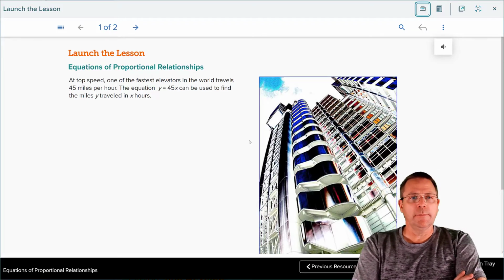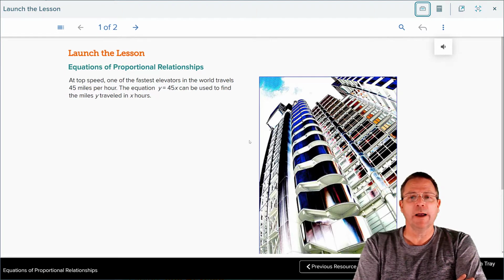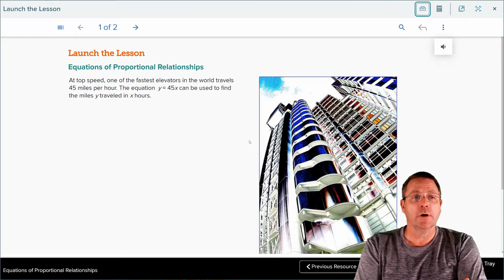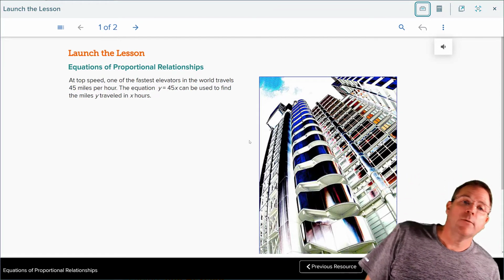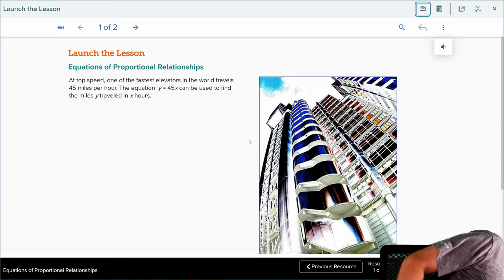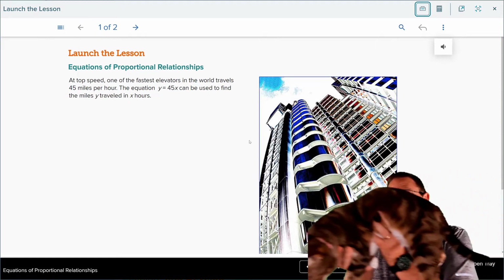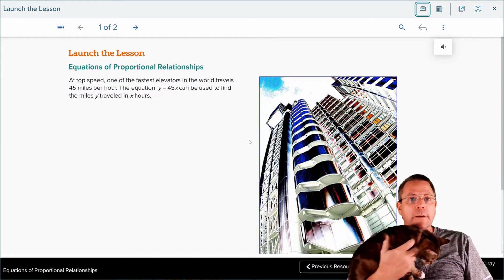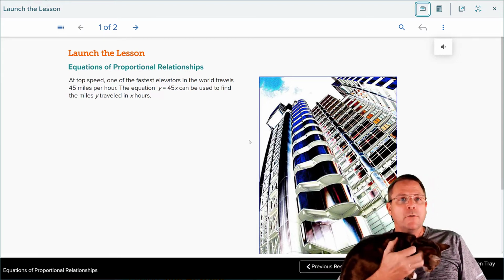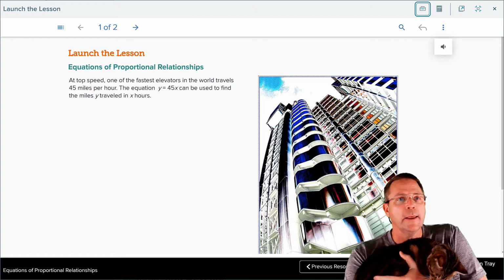At top speed, one of the fastest elevators in the world travels at 45 miles per hour. That just strikes me as gut-wrenching. I don't like the sensation of falling. Swing sets terrify me. And we're talking about an elevator dropping at 45 miles per hour? Not me. The equation y equals 45x can be used, grabbing the cat. Y'all hear her, here she is, Tilly again, can be used to find the miles y traveled in x hours.